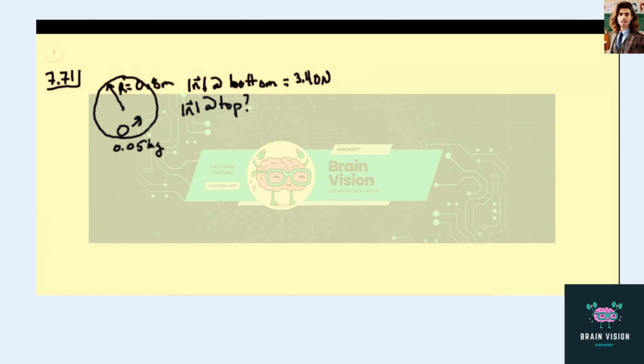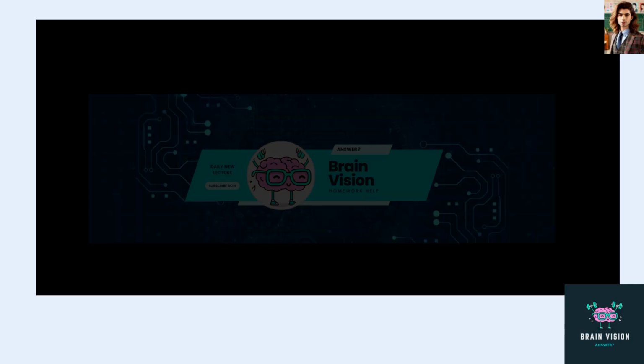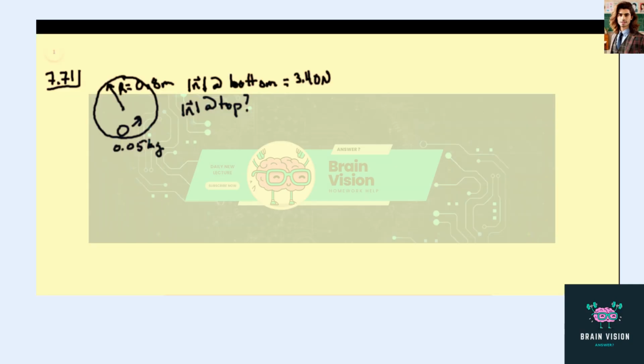We have a block with a mass of 50 grams sliding around a circular track without friction, which has a radius of 0.8 meters. Now we're told that the normal force at the bottom is equal to 3.4 newtons, and we'd like to find the normal force at the top. So let's call the bottom point A, let's call the top point B.